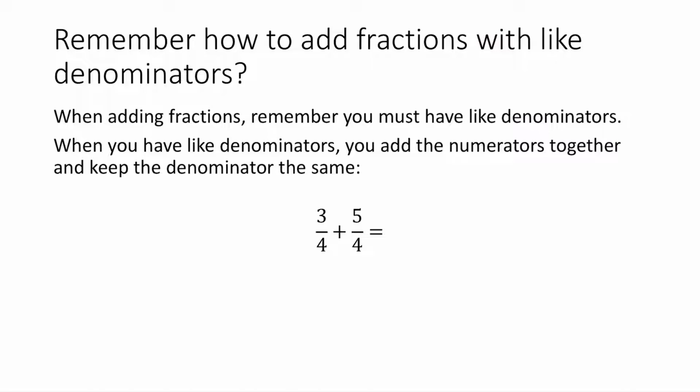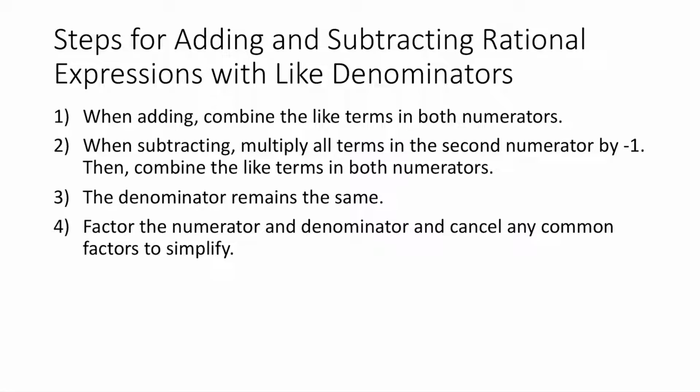So if we have 3/4 plus 5/4, that is going to be 8 over 4, and 8 over 4 will just turn into 2. So what we're going to do is when you're adding, you're going to combine the like terms in both numerators. And then when you're subtracting, you're going to multiply all the terms in the second numerator by -1. And then you're going to combine the like terms. The denominator is going to stay the same. Then the final step is to factor the numerator and denominator and then cancel any common factors.